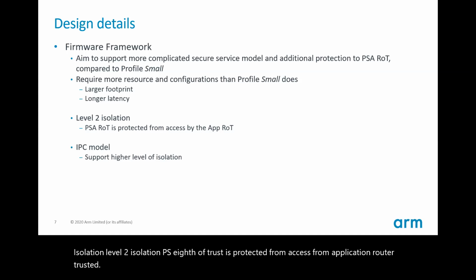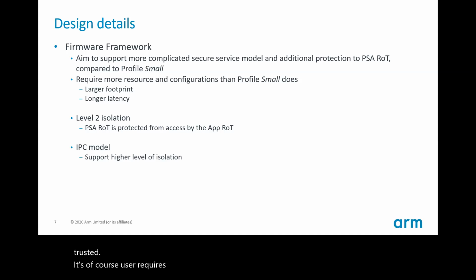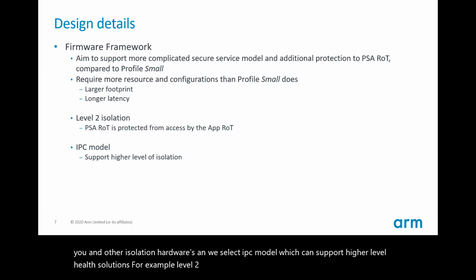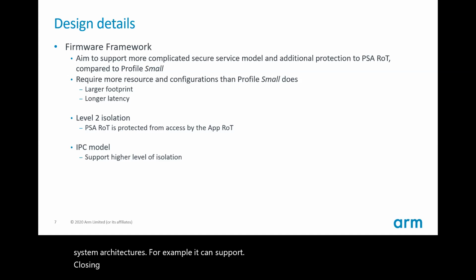Of course, it requires additional isolation configurations such as MPU and other isolation hardware. We select the IPC model, which can support higher levels of isolation, for example, level 2 isolation. And the IPC model is also more flexible for different system architectures. For example, it can support both single core platforms and dual core platforms.